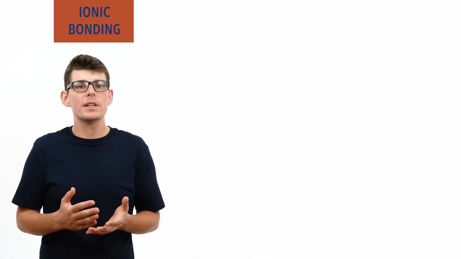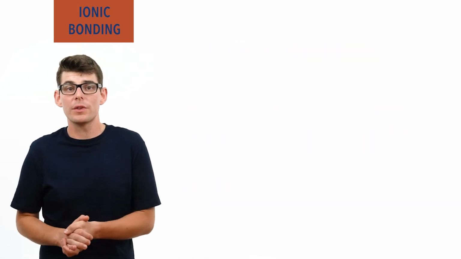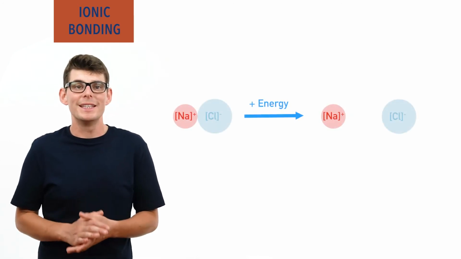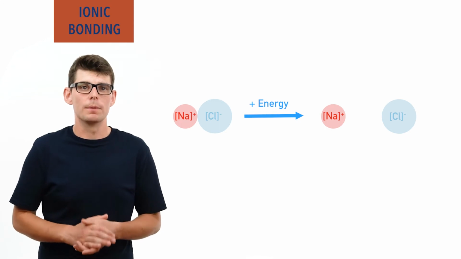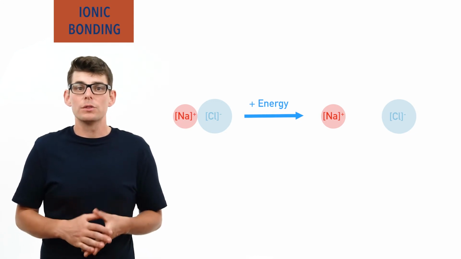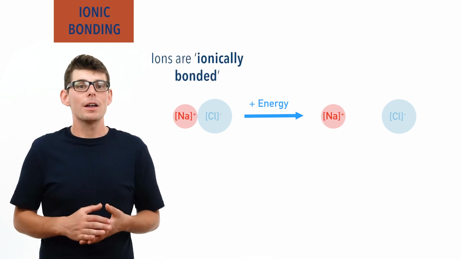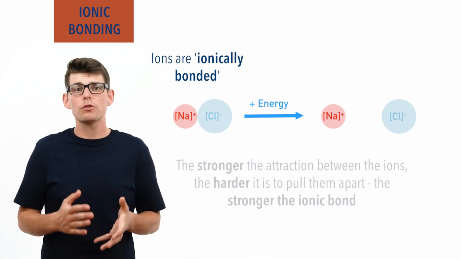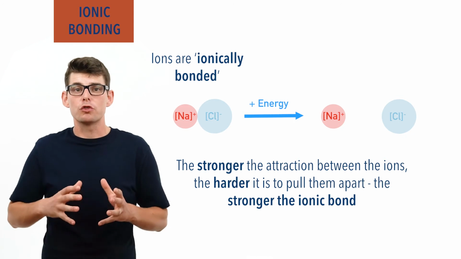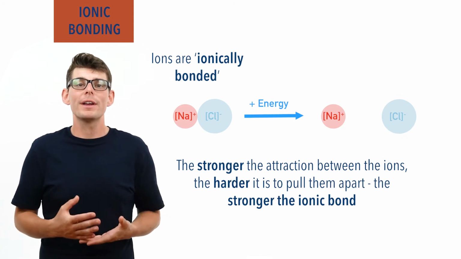When two oppositely charged ions get close enough to each other, large amounts of energy are needed to separate the ions and overcome the force of electrostatic attraction. We say the ions are ionically bonded and an ionic bond exists between them. The stronger the attraction between the ions, the stronger the ionic bond and the more energy that is needed to break the ions apart.